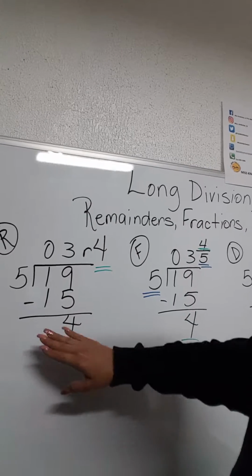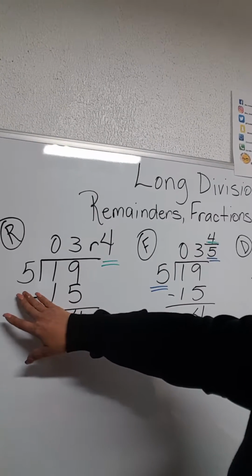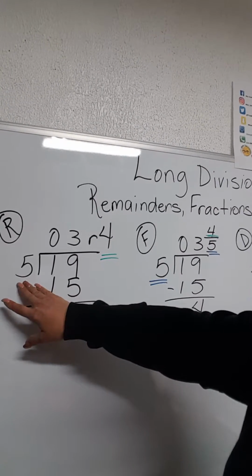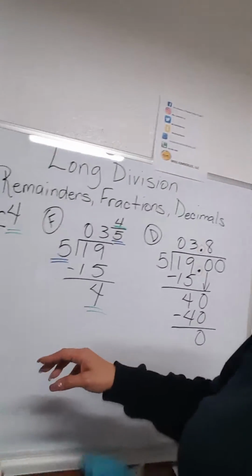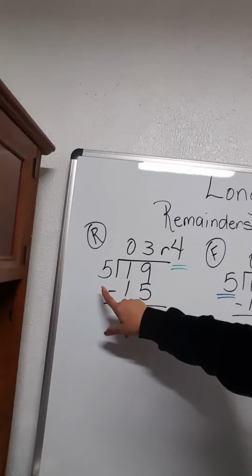easier for them to remember. So the number that's outside the house, the number that you're dividing by, I would always write that out. So just give yourself a head start, prepare yourself. So you would probably have your multiplication facts: 5 times 0 equals 0, 5 times 1 equals 5, and so on.